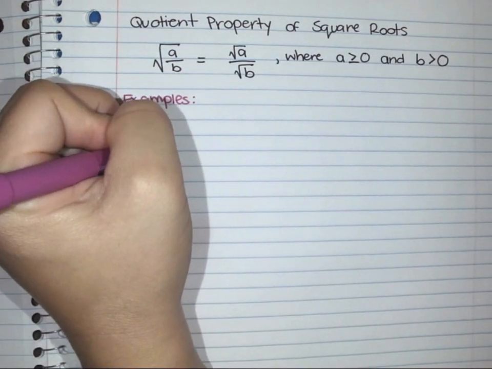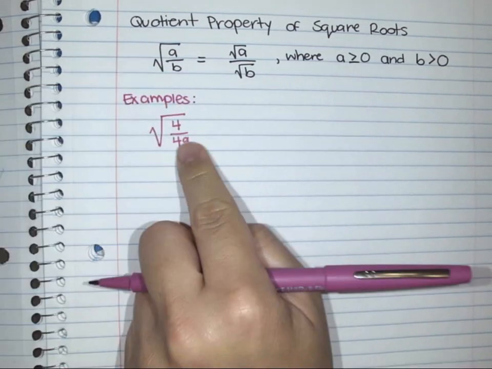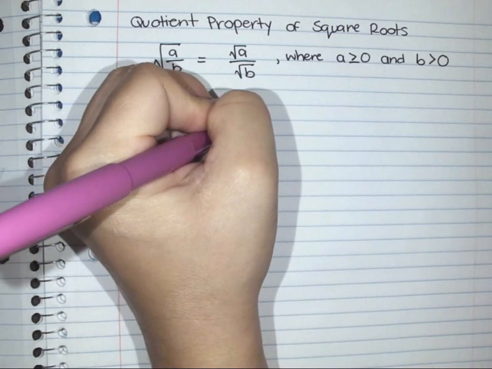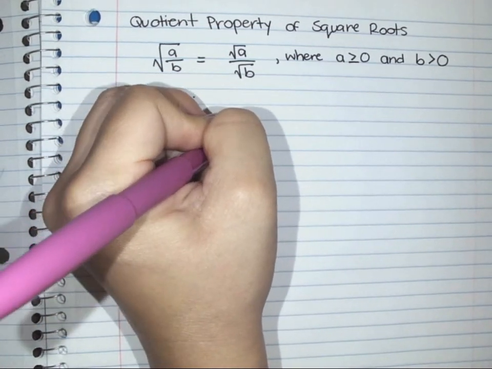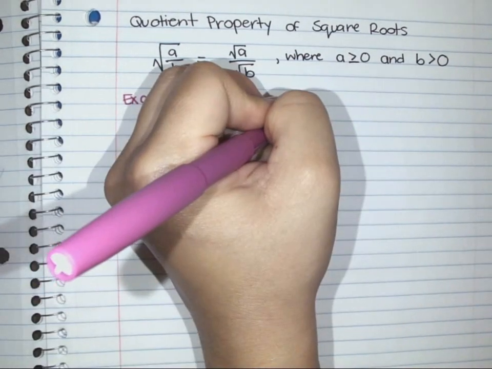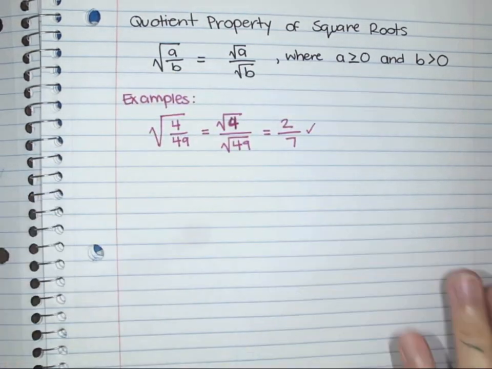Some of the easiest problems you'll get will look like this. The square root of 4 over 49 can be separated into the square root of 4 over the square root of 49, which gives us 2 over 7. And this is now simplified.